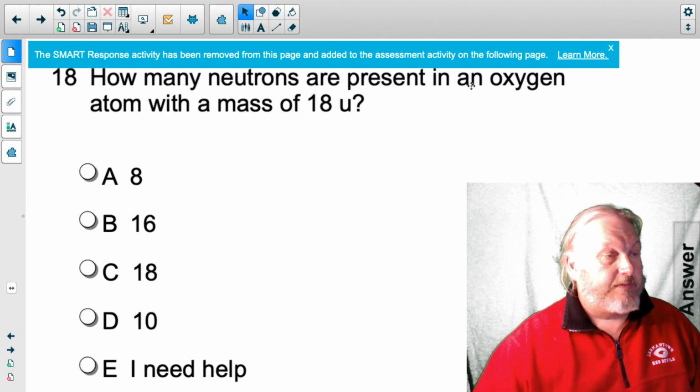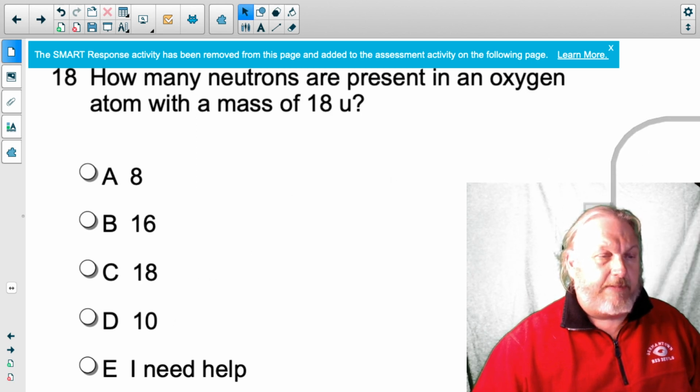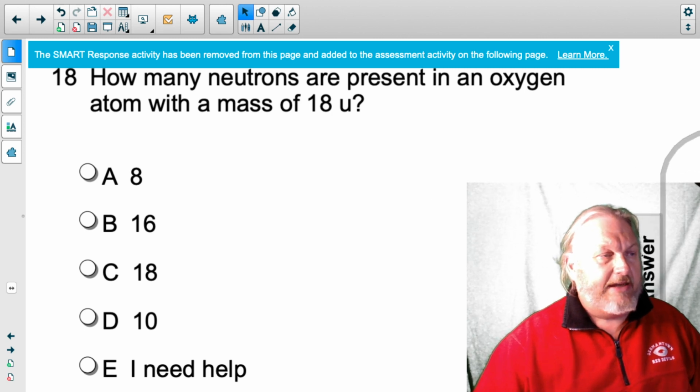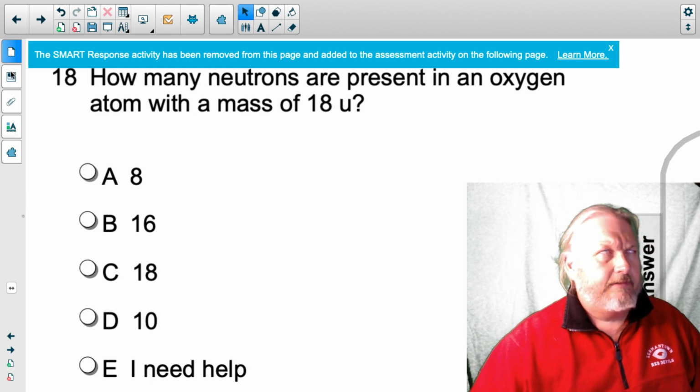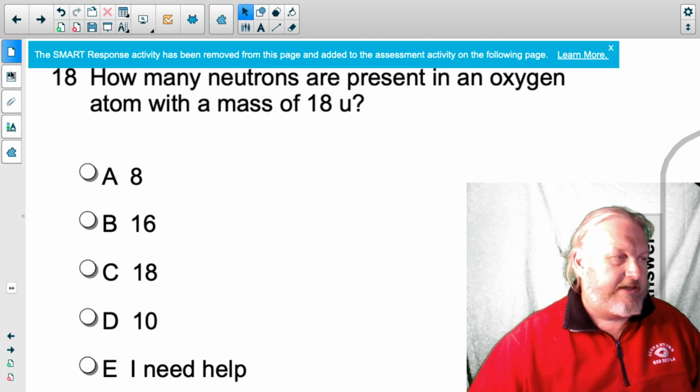So what's the mass of an element that has 10 protons and 11 neutrons? Well, protons plus neutrons, 10 plus 11 equals 21. That's what the answer is. How many neutrons are present in an oxygen atom with a mass of 18? That would have to be 10 because oxygen's atomic number is 8. 8 from 18 is 10. Yes.